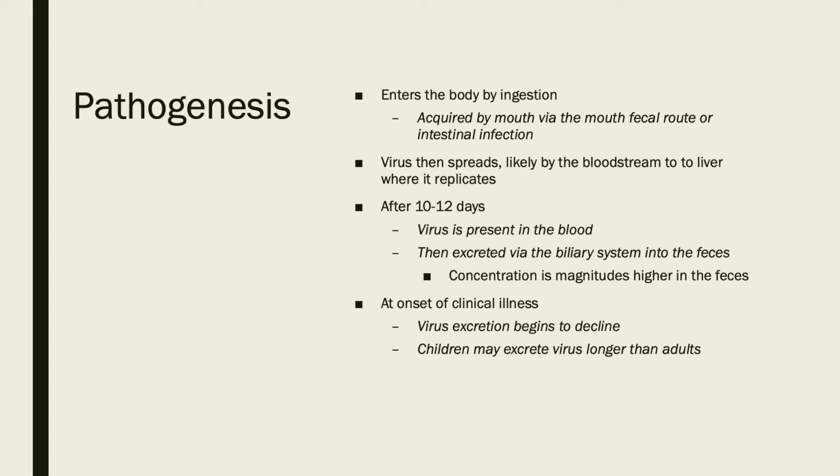After 10 to 12 days, the virus will be present in the blood. It then is excreted via the biliary system into the feces. It's important to note that the concentration of the virus is magnitudes higher in the feces than in the blood. At onset of clinical illness, the virus excretion begins to decline, and just as a note, children may excrete the virus longer than adults. Throughout this presentation, I'm going to try and bring out the differences in children and adults, just because children seem to manifest the illness in a very different way, or at least noticeably different in the clinical presentation.